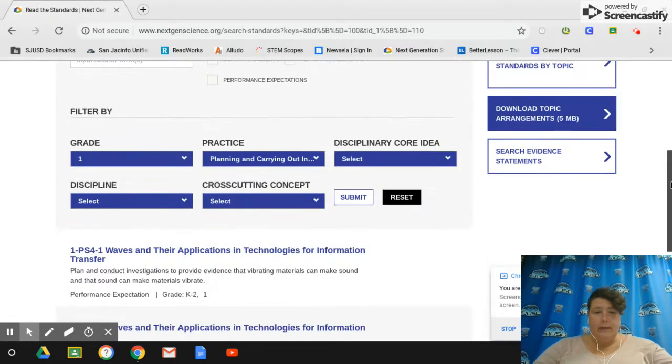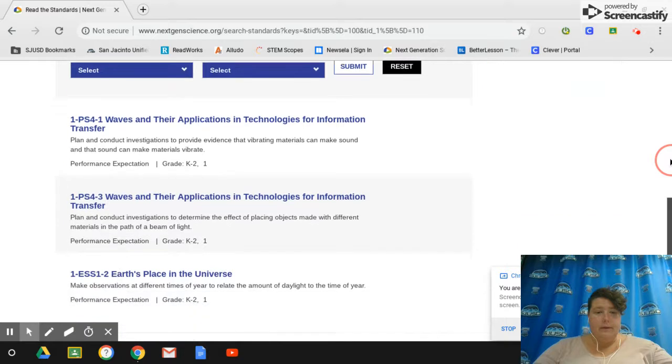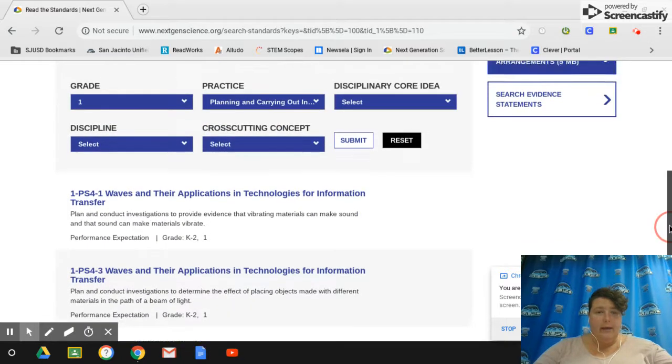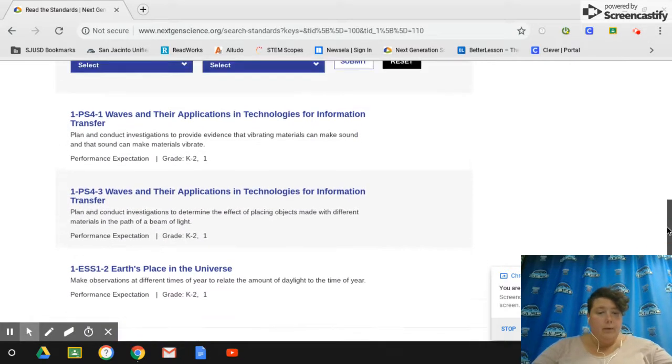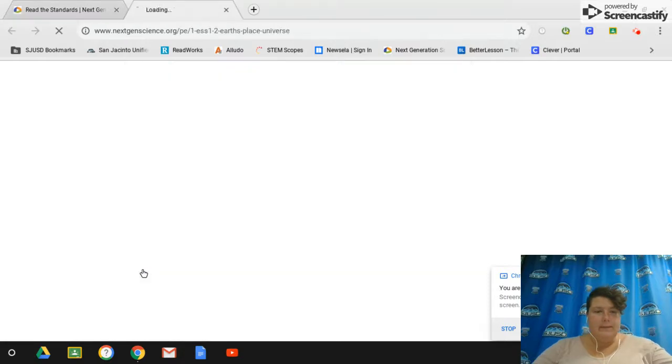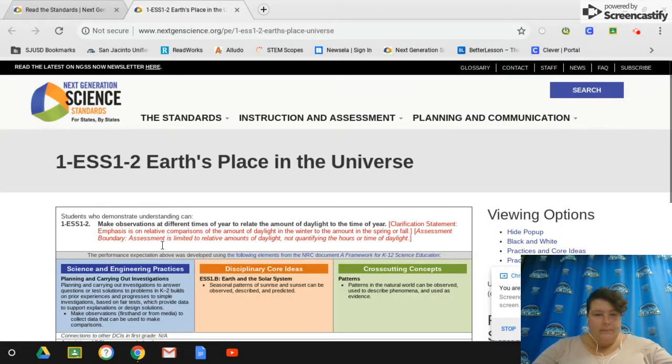Now I'm going to get my first grade standards that all have planning and carrying out an investigation. We have 3 of them here: waves and their applications and technologies for information transfer. Again, the same one, just we have one PS4-1 and one PS4-3, 2 different standards, same topic. How about this one? Earth's place in the universe. Everybody loves space. So for this standard, I clicked on it, and now I'm going to get the entire standard.